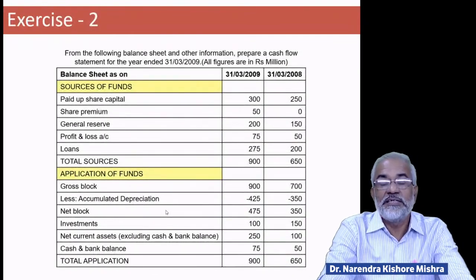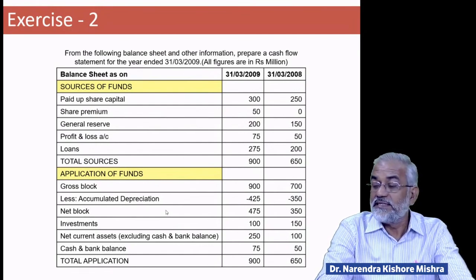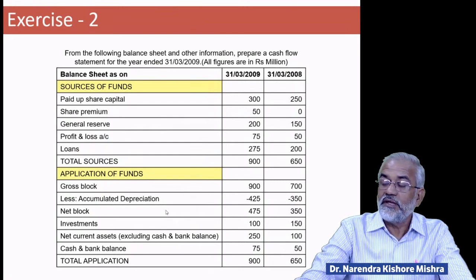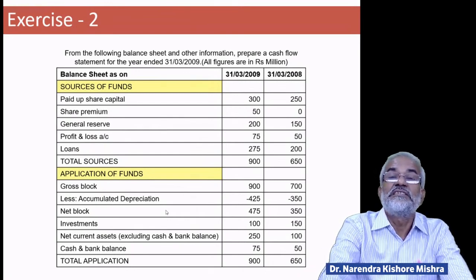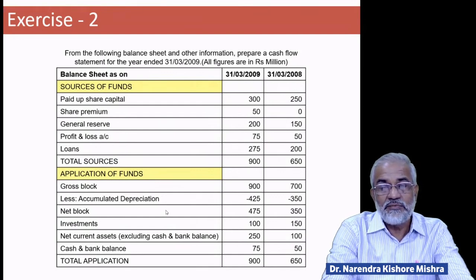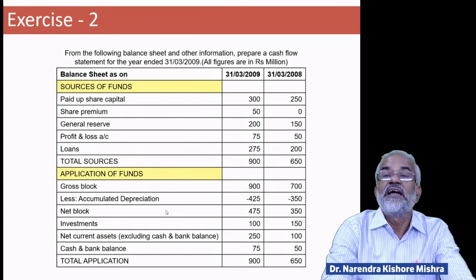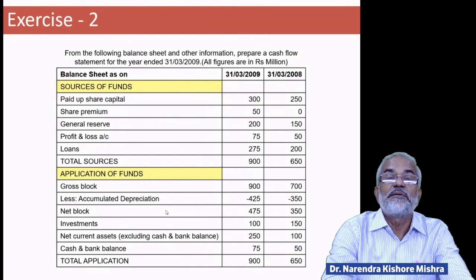Here, look at how the cash flow statement is prepared from the balance sheet. When the balance sheet is given from which the cash flow statement has to be prepared, the balance sheets must be of two consecutive years. Here the figures are given for 31st March 2009 and 31st March 2008. The share capital, share premium, general reserve, profit and loss account, and loans are given.